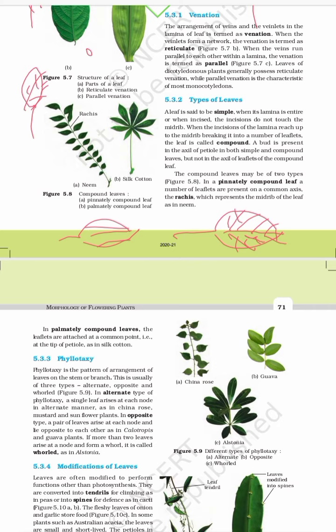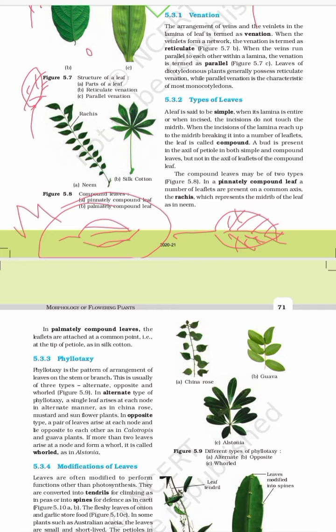There are two types of venation, parallel and reticular. So parallel venation means like this. It runs parallel to each other. These can be seen in monocots and are rare in dicots. I'm not telling you that you cannot see that, but this is rare in dicots. An example is Eryngium, right?